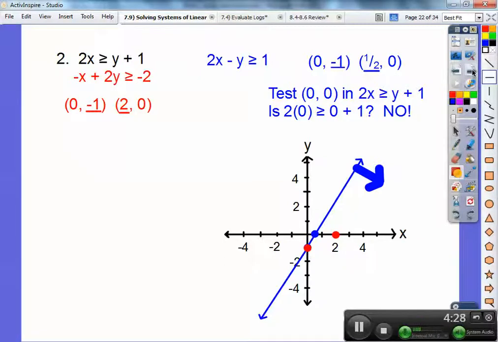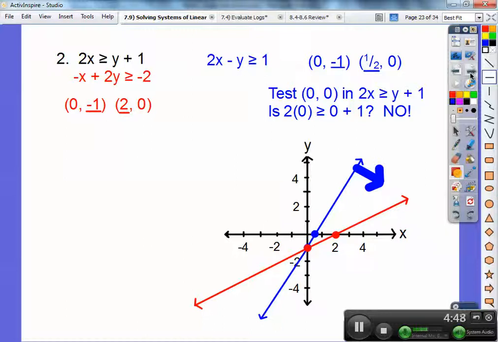Okay, so I did the zeros on those ones also, you guys. When x equals 0, I get 2y equals -2, so y equals -1. There's that guy right there. And then when y equals 0, -x equals -2. So x is going to equal positive 2. Okay, so there's that one. This also is a solid line because of the equals bar.